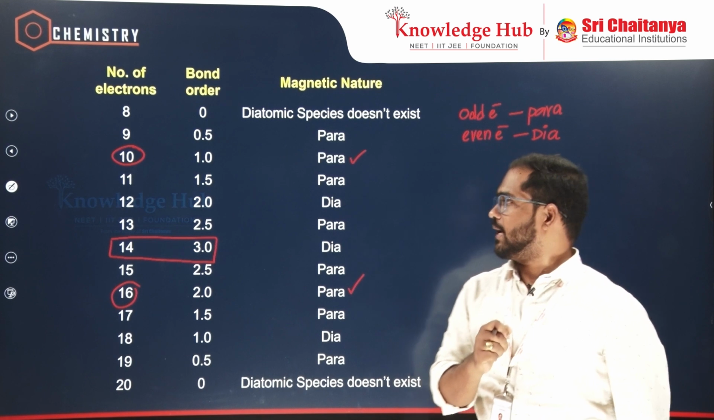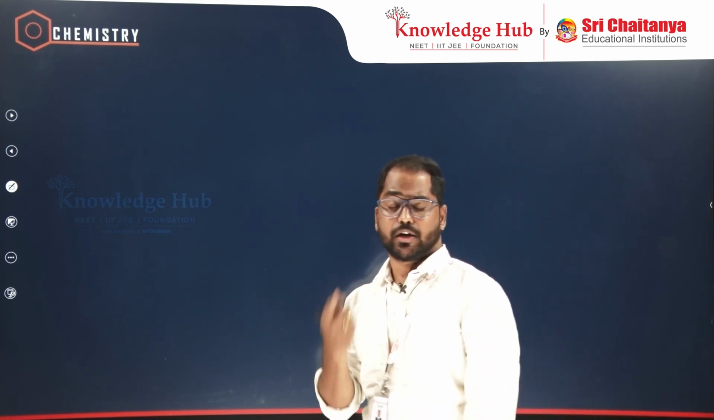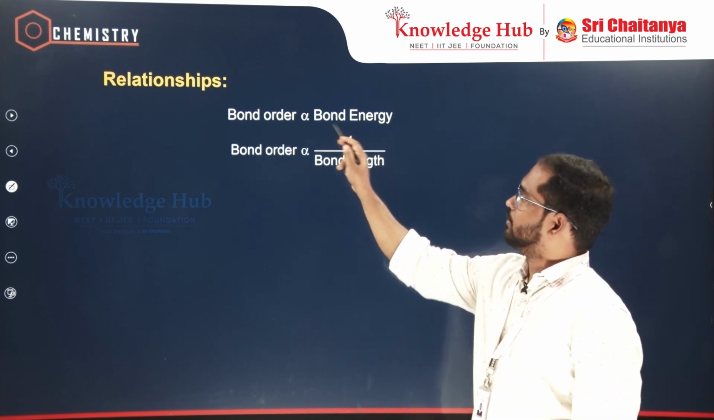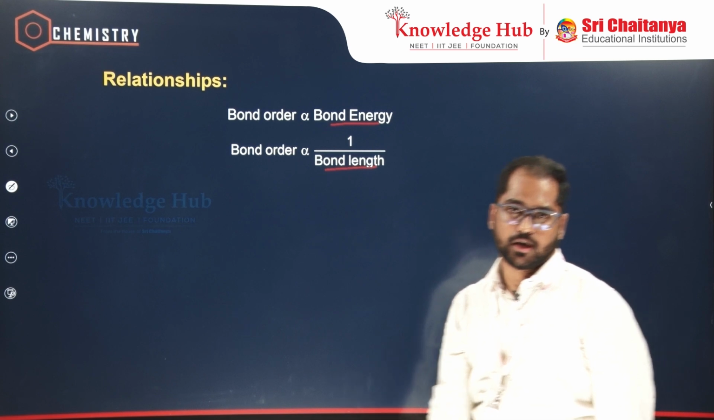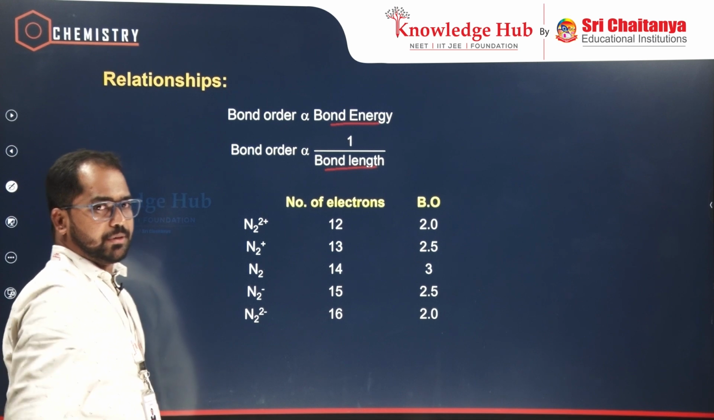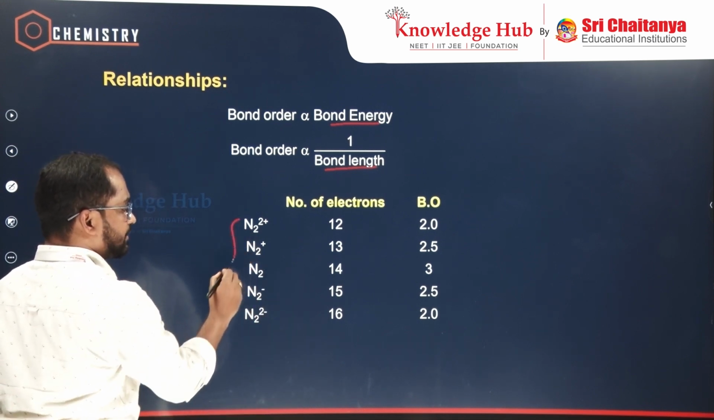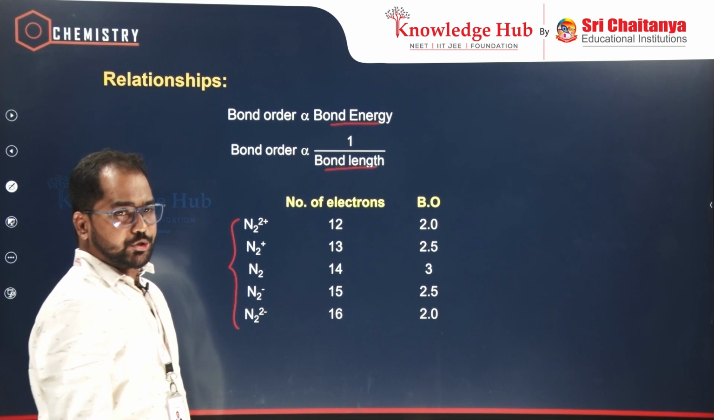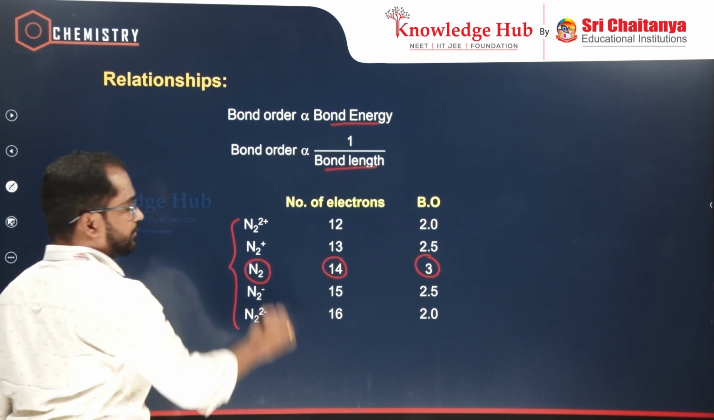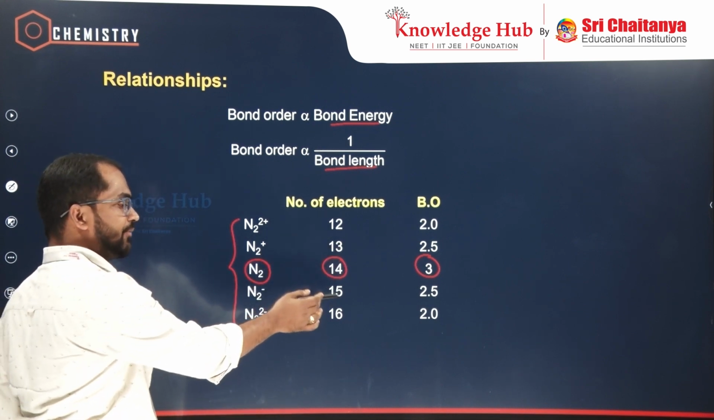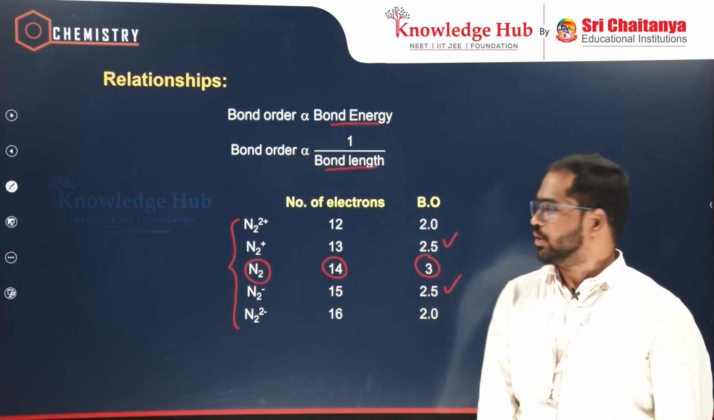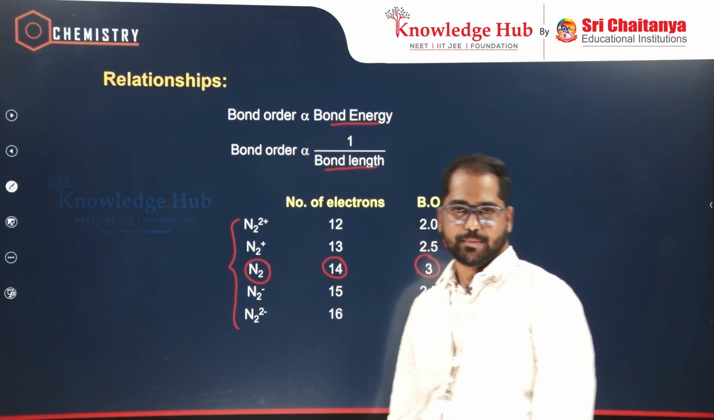Let's see one example, in order to answer any question even on the relationships. What are the relationships for us? Bond energy and bond order are directly related; bond length and bond order are inversely related. Taking one simple example, nitrogen. See the nitrogen example, in which we have all the nitrogen diatomic species. Nitrogen has 14 electrons, so bond order is going to be 3. And N2 plus with 13 and N2 minus with 15 both have the same bond order. In this way, we can calculate bond order for these diatomic species.